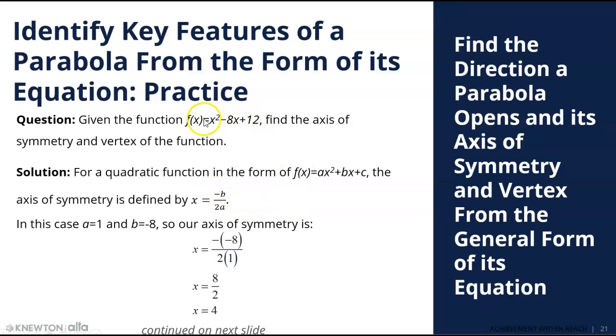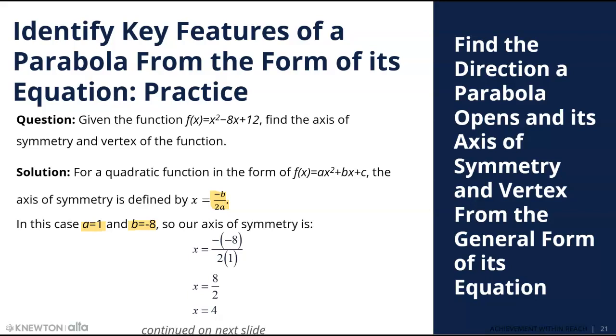a is equal to 1 in this case, that is the coefficient of x squared, and b is the coefficient of x, and that is equal to -8. And the axis of symmetry is given by this formula here, -b/2a. All you need to do is plug in to that formula.